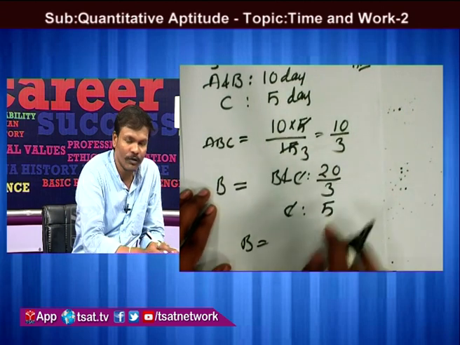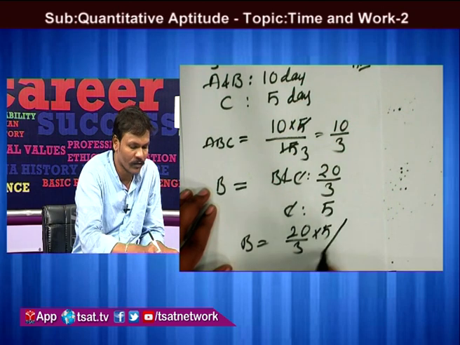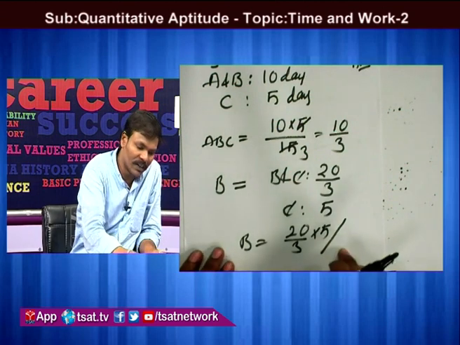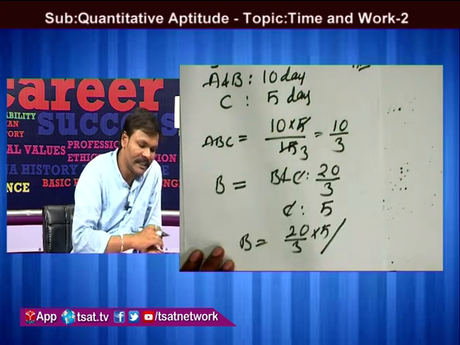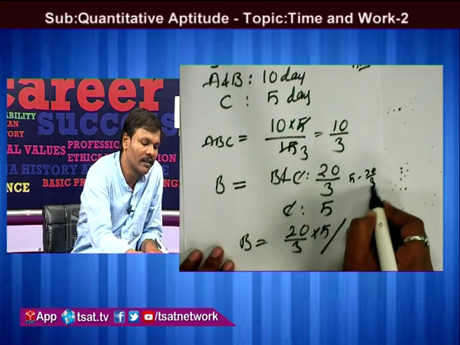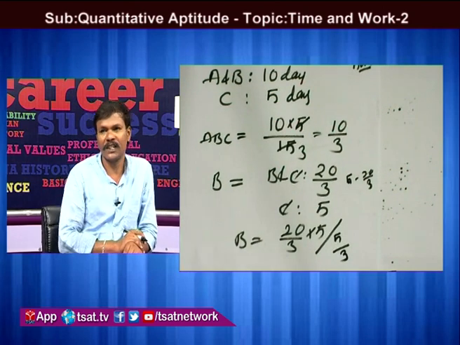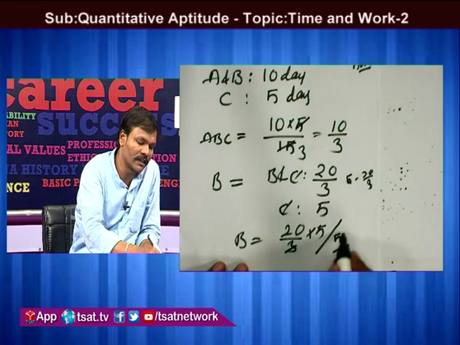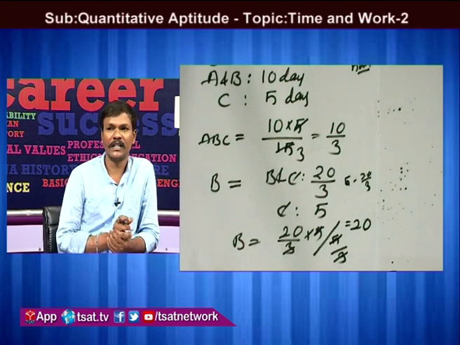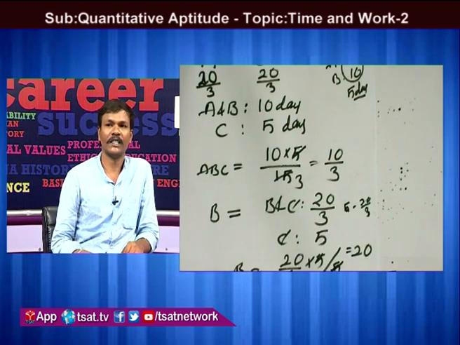So, 20 by 3 and 5, when we have two values, multiplication by subtraction in the denominator, that means we remove C from B and C, so it becomes subtraction. Subtraction is 5 minus 20 by 3. 3 fives are 15, 15 minus 20 is 5 by 3. The 3 will be cancelled, 5 will be cancelled. So, B's value is 20 days. Okay, is it clear? This is a typical question, but you have to understand it very clearly.